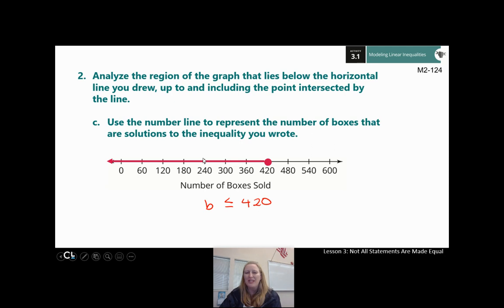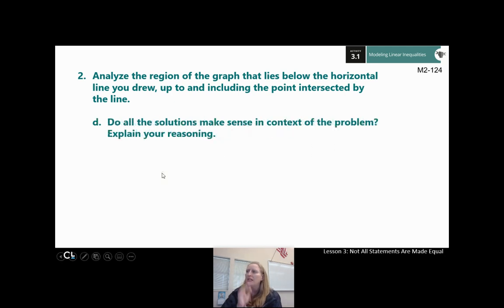Do all of these answers make sense though? Let's think about that for a moment. So for D, do all of these solutions make sense in the context of the problem? We're talking about boxes of popcorn. So take a look at what you just drew on your inequality. Does that make sense in terms of boxes of popcorn? Go ahead and hit pause to jot down your thoughts and hit play when you're ready to keep the discussion going.